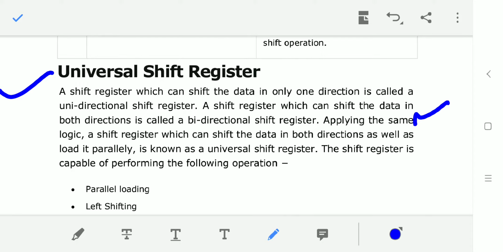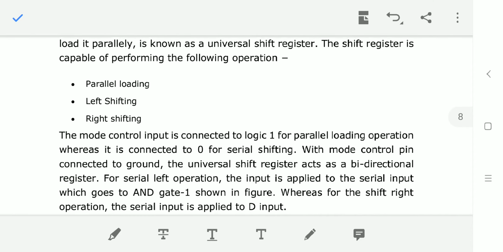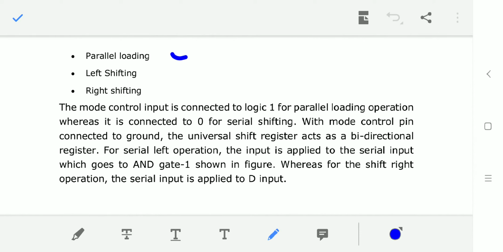The shift register is capable of performing the following operations: parallel loading, shift, left shifting, right shifting. The mode control input is connected to logic 1 for parallel loading operation, whereas it is connected to 0 for serial shifting, with mode control pin connected to ground. The universal shift register acts as a bidirectional register.